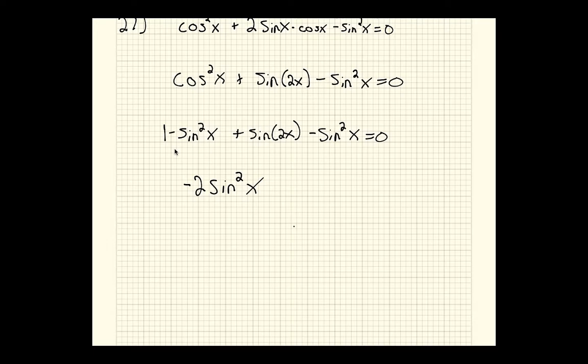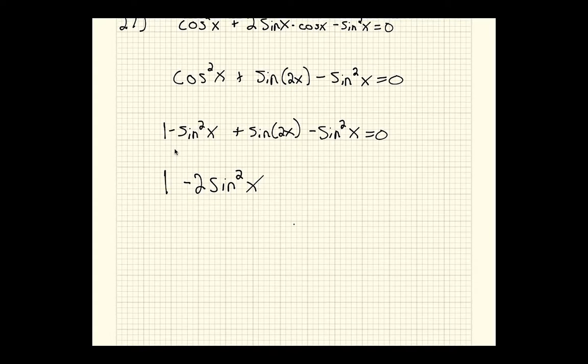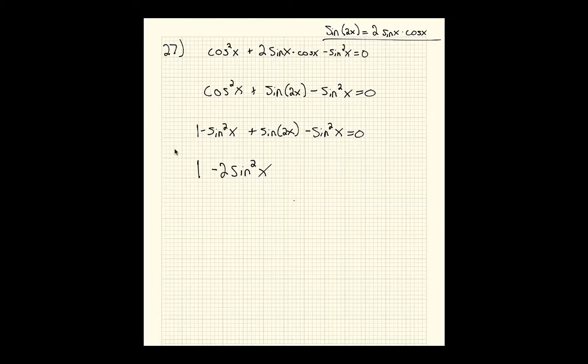Unless there's another identity I'm forgetting. Oh, nope, there is one other identity. So we have, let me write it this way. Sometimes you look at a problem beforehand, you're like, oh, that looks easy, and then you really think about what this is, and you're like, ooh. So we have a 1 minus 2 sine squared x.